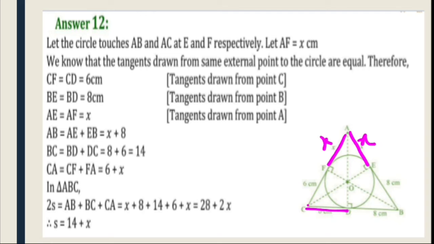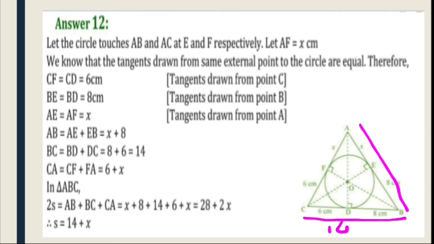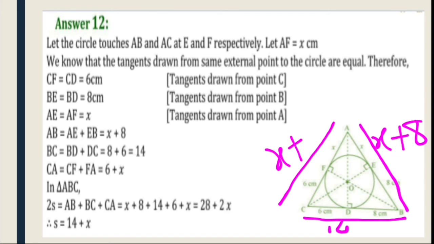Similarly, CD and CF are the tangents from the external point C. So if this is 6 cm, this is also 6 cm. By similar reason, if it is 8 cm, it will also be 8 cm. So from the diagram, you are getting the value of BC as 14. The value of AB length is X plus 8. The value of AC length is X plus 6. So look at here, all these things are given by these expressions.